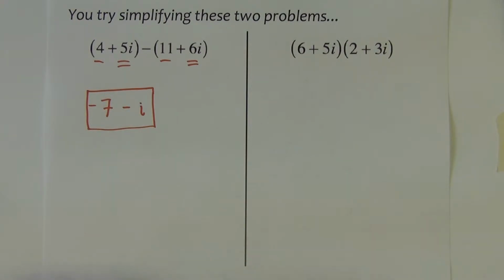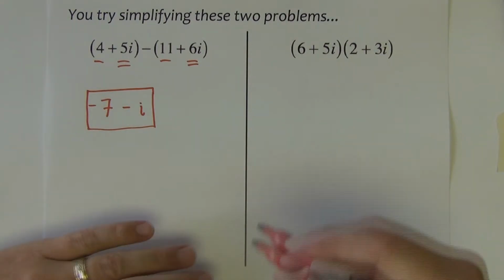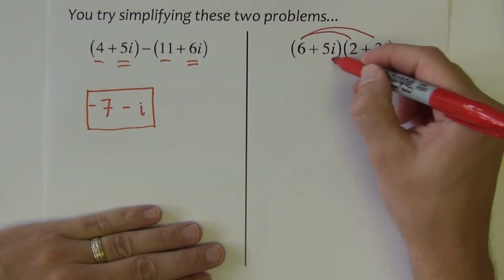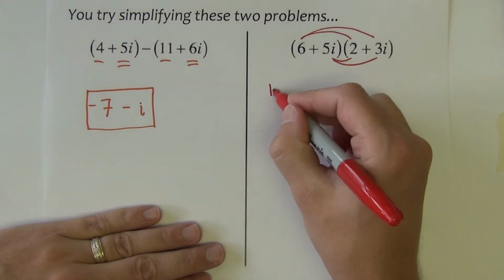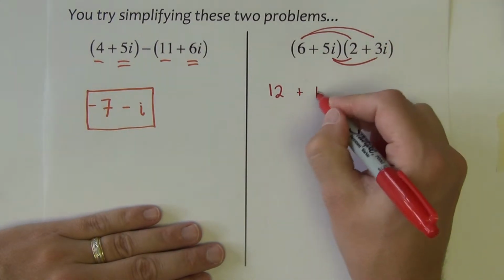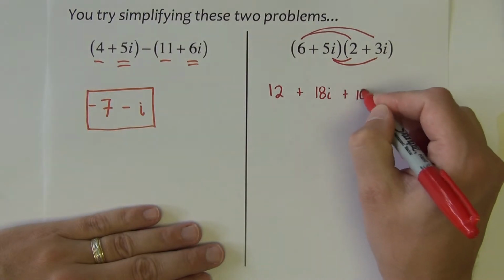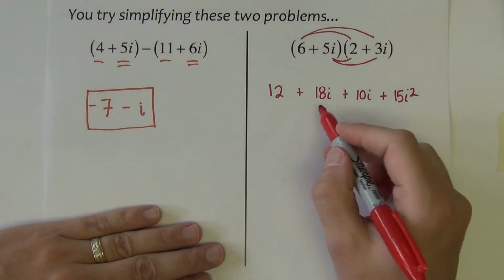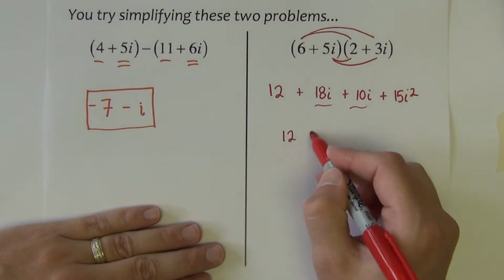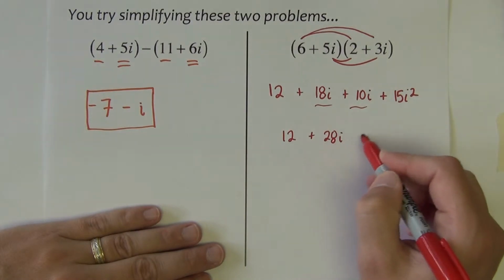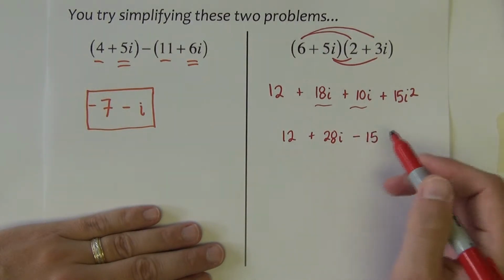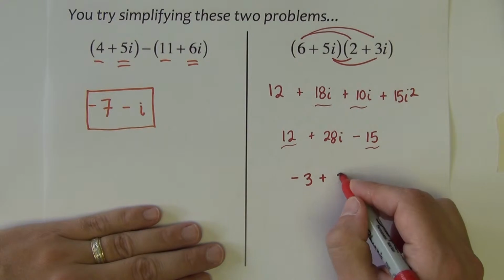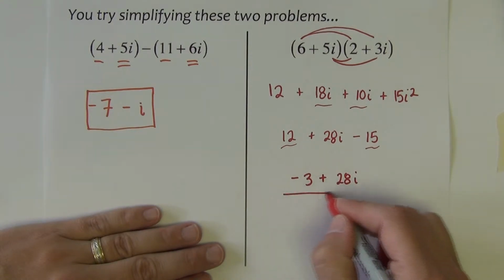Okay. The next one is a product. We have to FOIL the product together. So I'm going to run through these steps. We get 12 plus 18i plus 10i plus 15i squared. So the i's add together, we get 12 plus 28i. This 15i squared is really a negative 15. So we add the real numbers together, we get negative 3 plus 28i.